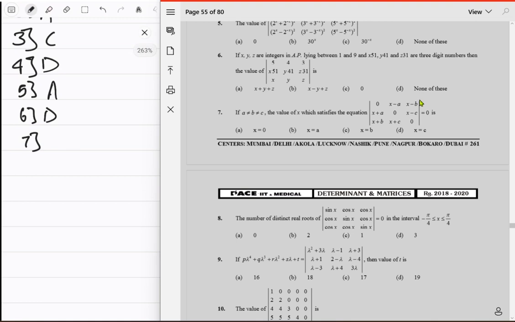Seventh. Seventh is, if A is not equal to B is not equal to C, then the value of X which satisfies this equation is. So you got what? 0, then X. Okay, this is slightly weird. Value of x which satisfies this equation. You got what? A, b, then you got minus a minus b.